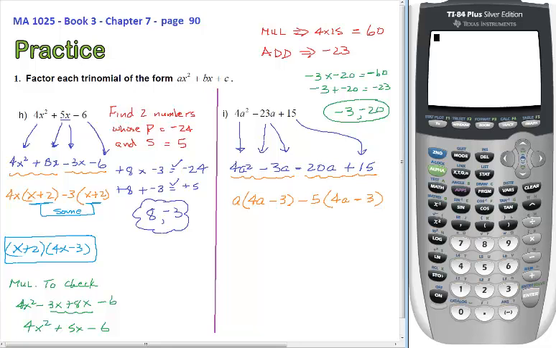And look, again, what happened? These two came out to be exactly the same, which they should be. So you remove that same factor, 4a subtract 3, and all you're left with is a minus 5. So there's your final answer for the second one there. 4a subtract 3 times a minus 5 are your two factors.